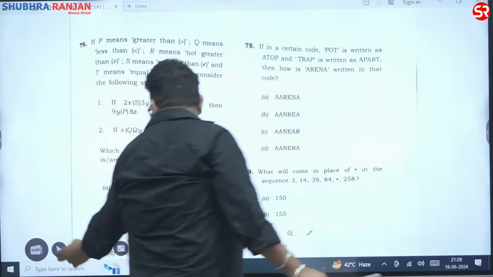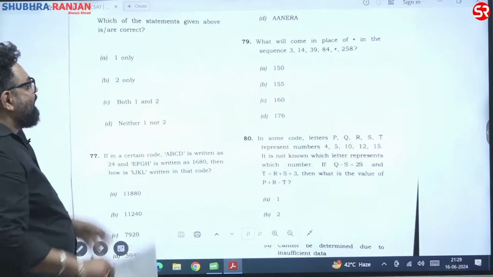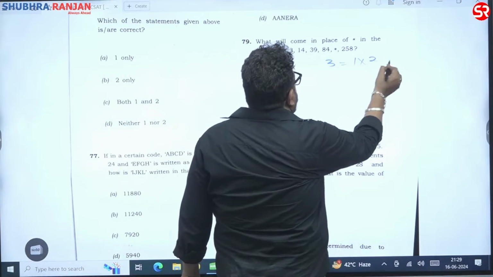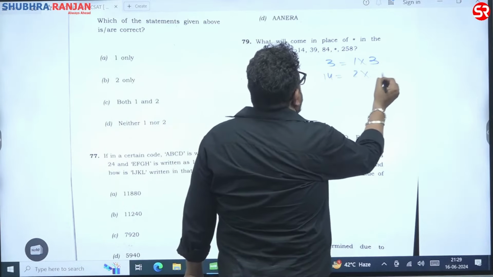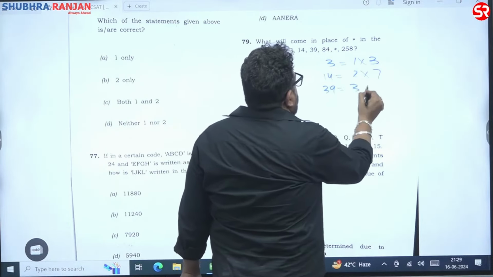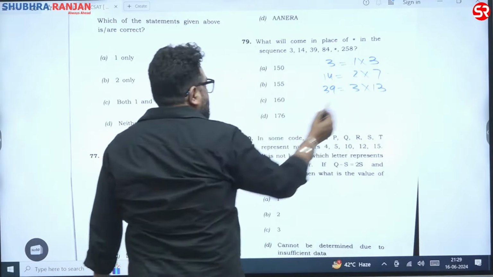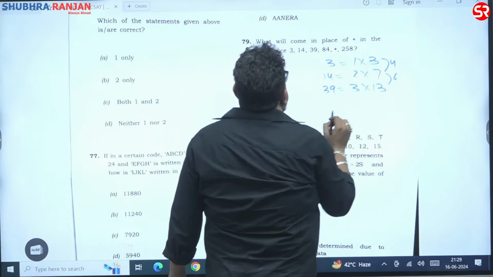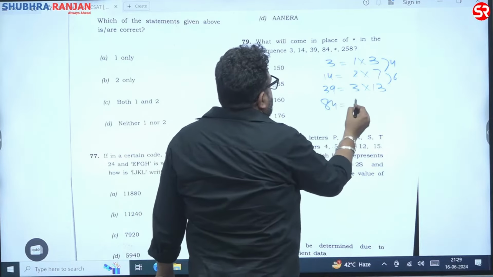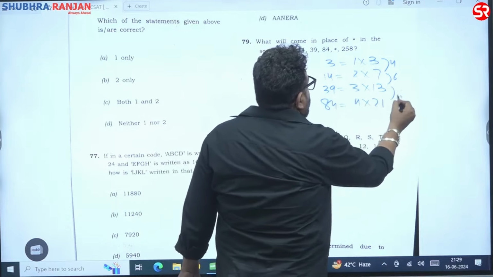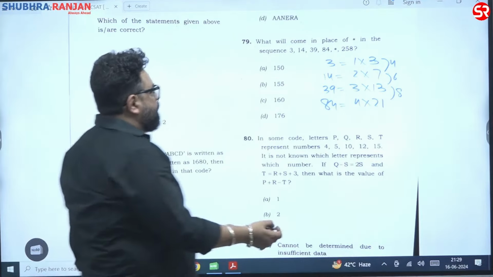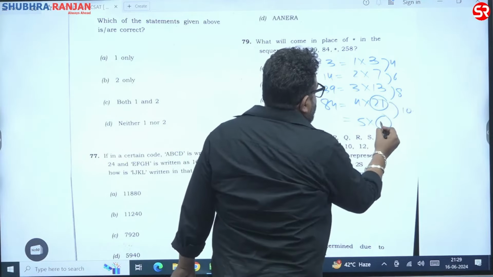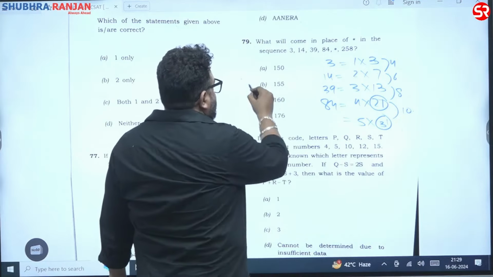Exhaustive, huh? But better than last year, I would say. Then this is a good question. 3, 1 into 3, 14 is 2 into 7, 39 is 3 into 13. So you will see the difference. The difference of 3 and this is 3 and 7 is 4. This is 6. And then it complements. 84 is what? 4 into 21. Difference is 8. Right? So next, whatsoever it is, the difference between this and this digit has to be 10, which means this is 31. So 5 into 31 is 155.